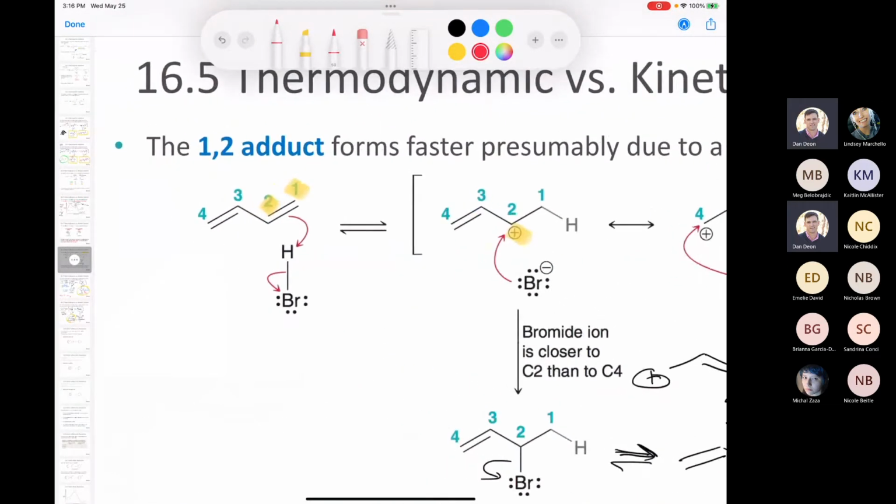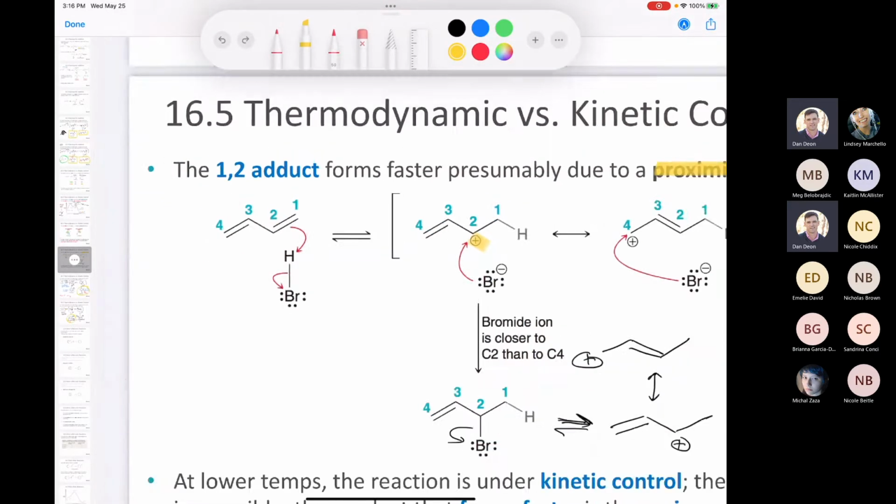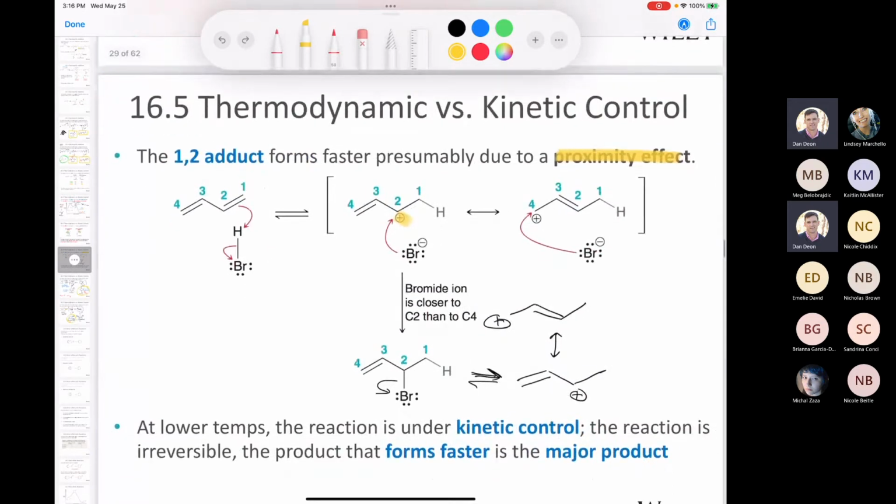Okay, you have 1, 2, 3, 4. So you always number the conjugated system, and then you end up with something on carbons 1 and 2, and something on both carbons 1 and 4. Does that explain it a little bit more? And if you have any other questions, don't hesitate to stop me.